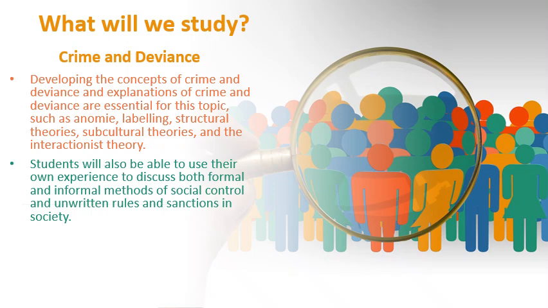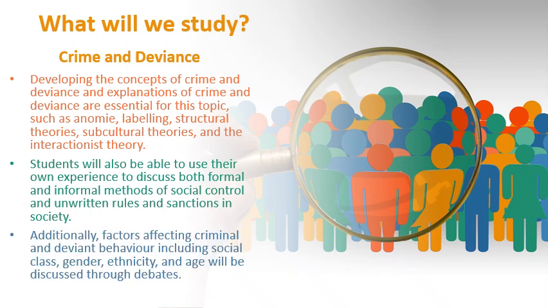These are things that we have and we experience all the time in society. And we'll also look at factors affecting criminal and deviant behaviour, like social class, gender, ethnicity and age. We'll have debates where we talk about how the crime statistics replicate certain elements of society and how that is. How do we change that and how does that affect different areas of the country to this day?